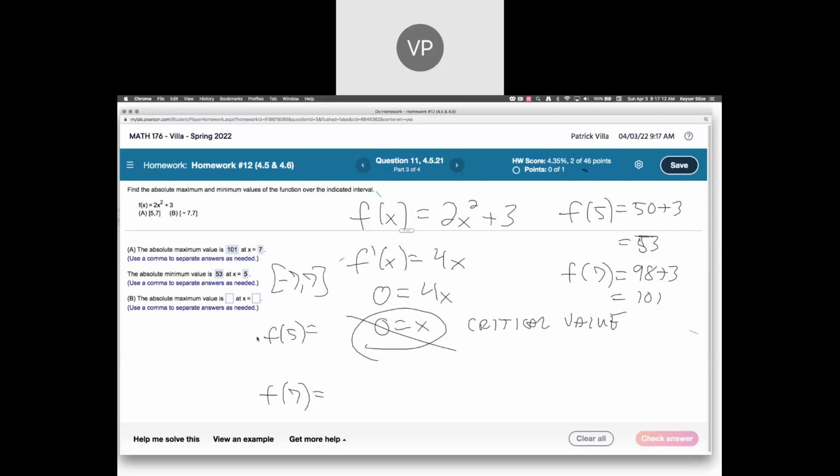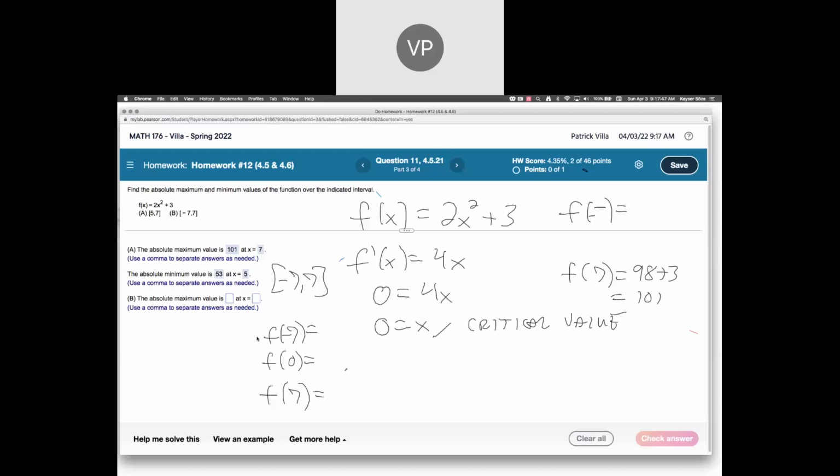So I still look for my critical value. This time, the critical value is inside my interval, so I have to account for that. I need to go find the endpoints, so no longer 5. That's not one of my endpoints. -7 is an endpoint, 7 is an endpoint, and also I need to find 0. Those are all the things I need to find. Okay, so I've already done the 7 on the right, so I'm going to leave that there, but I need to find -7 now.